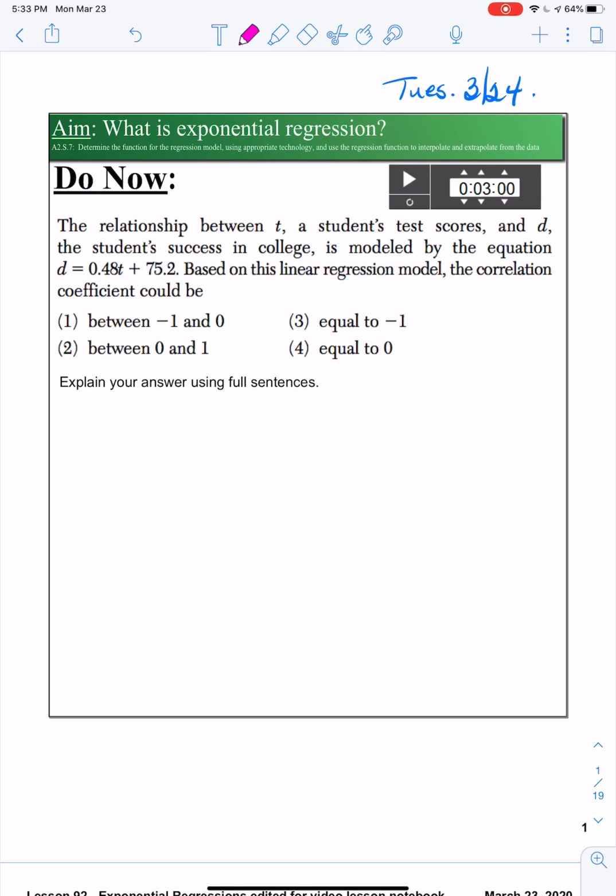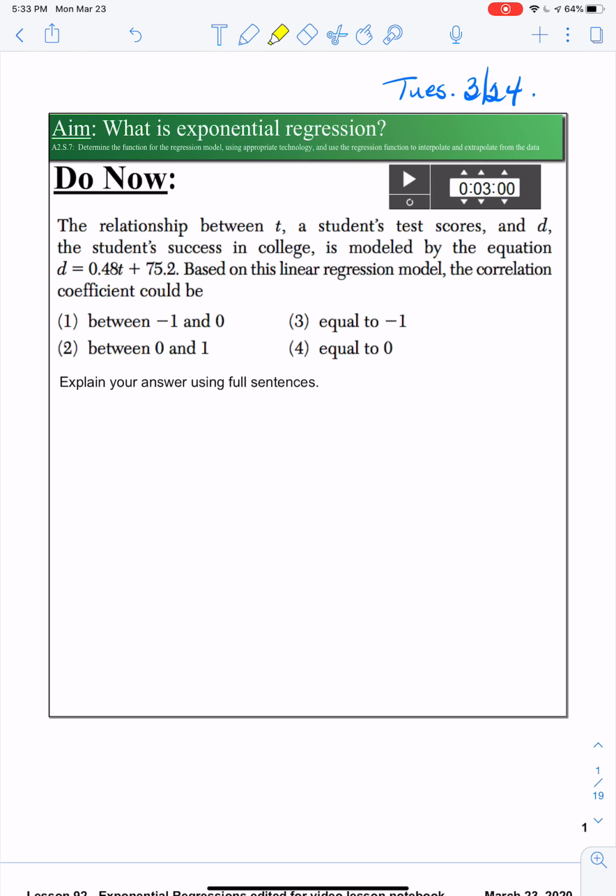Okay? So the do now says the relationship between T, a student's test scores, and D, the student's success in college, is modeled by the equation D equals 4800T plus 75.2. Based on this linear regression model, the correlation coefficient could be... and as you're reading this, I hope you're doing what we always do. You're underlining those keywords and phrases.